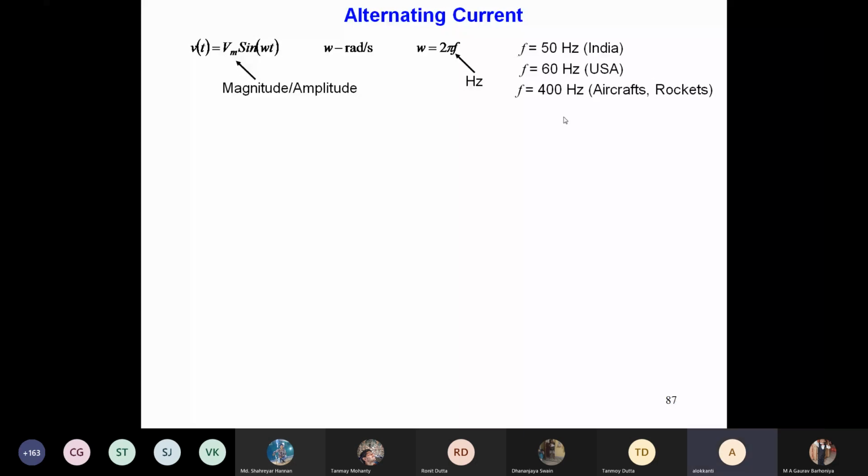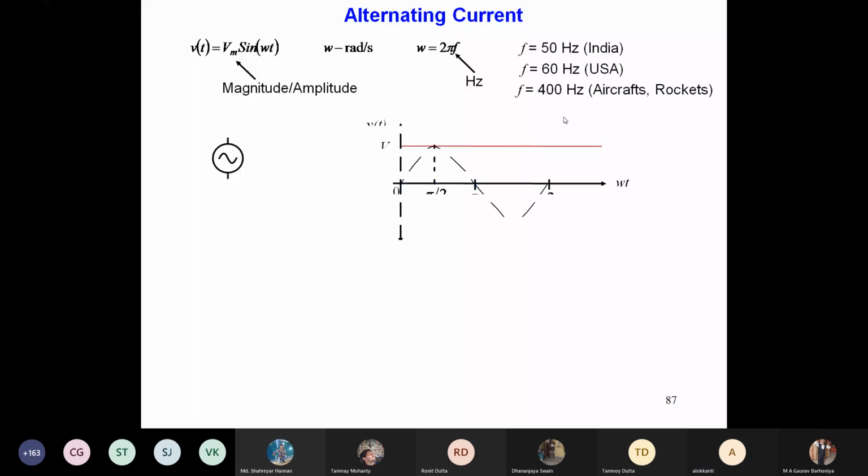Now, the alternating current voltage source is represented by this type of symbol. So long we were representing the source by the symbol of a battery or by putting a round sign with a plus and minus. But since this is an AC source, this is the symbolic representation of an AC source. So for an AC source, if it is a sinusoidal source, the formula is Vt equal to Vm sin omega t. So it will look like this.